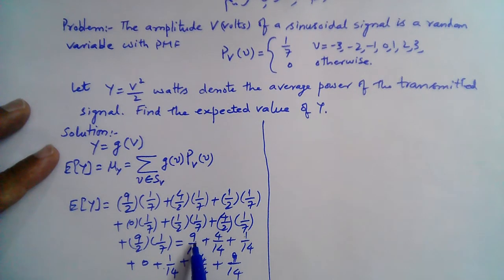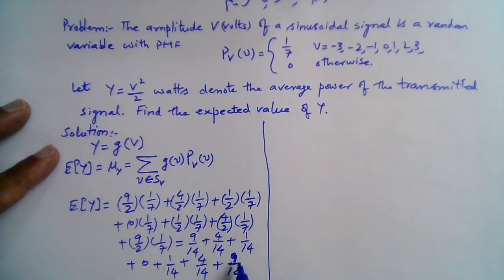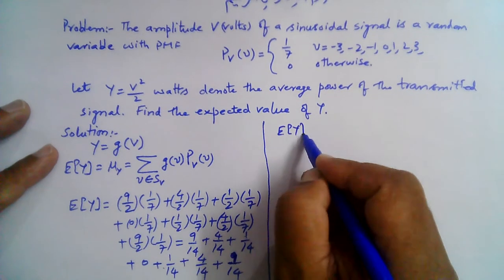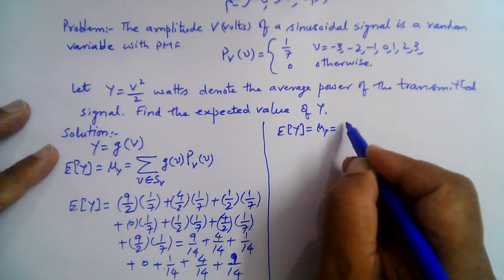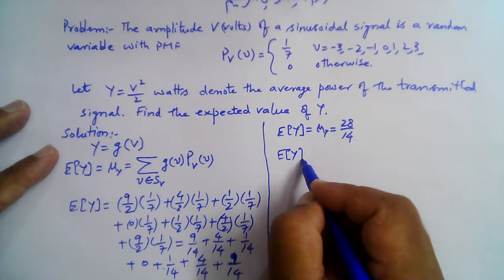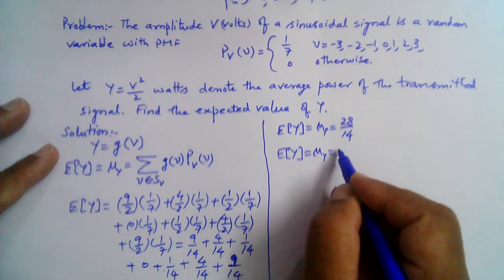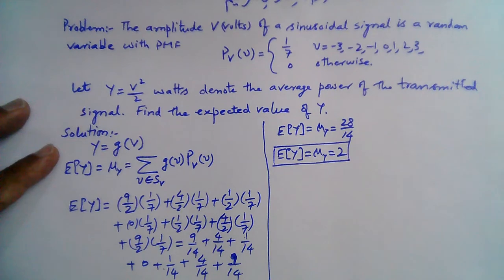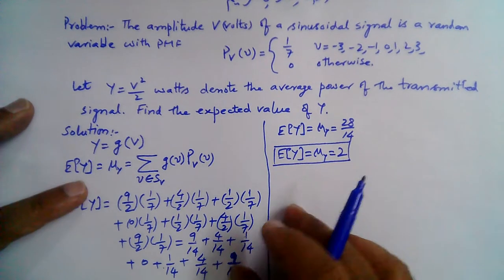So 9 plus 1 is 10, plus 4 is 14, and this is again 9 plus 1 is 10, plus 4 is 14. This is 28 over 14. So the expected value of y, or mu y, is 28 over 14, which is 2. So we calculated this expected value directly.